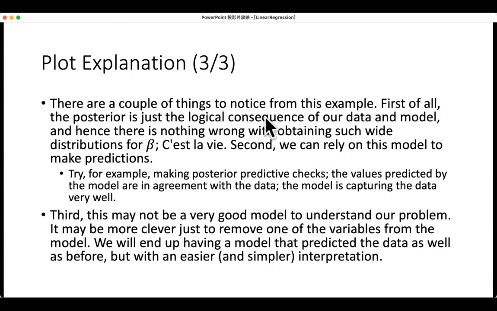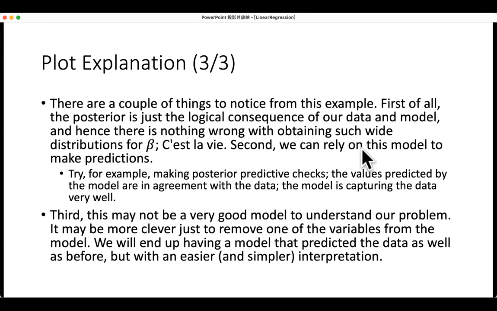So there are a couple of things to notice. First, the posterior is just the logical consequence of our data and the model. So there's nothing wrong with obtaining this wide distribution for beta. C'est la vie, in English, it means this is life. Well, that's it.